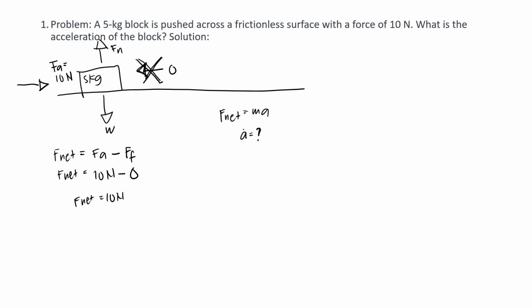F net equals ma. The value of the net force is 10 newtons, which is equal to the value of our mass, 5 kilograms, times acceleration. To get the acceleration, let's divide both sides by 5. This will cancel out. 10 divided by 5 is equal to 2. So the acceleration is 2 meters per second squared.